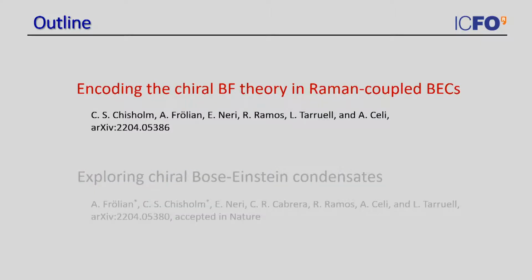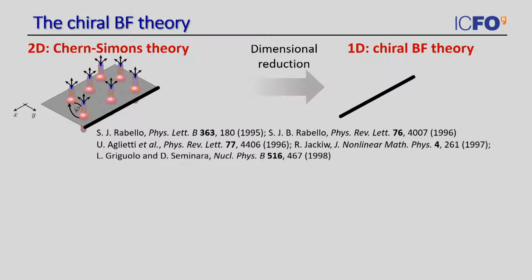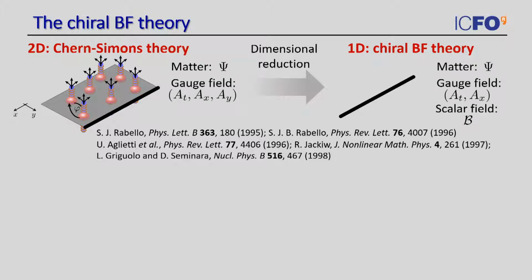So let's start with the chiral BF theory. The chiral BF theory is the theory that you get if you take 2D Chern-Simons theory and, as I said, you reduce it to one dimension, so you focus on the edge of the system. This is a theory that was introduced in the 90s by Silvio Rabello, and then subsequently studied in much more detail by Roman Jackiw and collaborators. And while in the original theory you have a matter field and a gauge field that has 3 components, temporal and the 2 spatial components, when we do this dimensional reduction, the Y component is gone, and what you get is an extra field that is a scalar bosonic field.